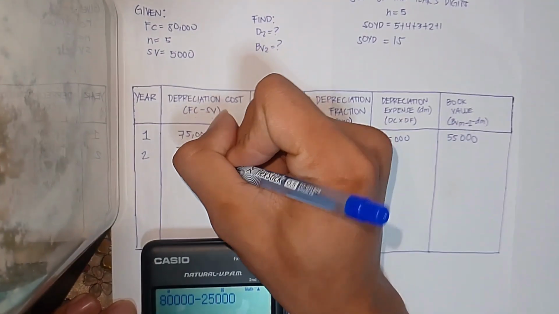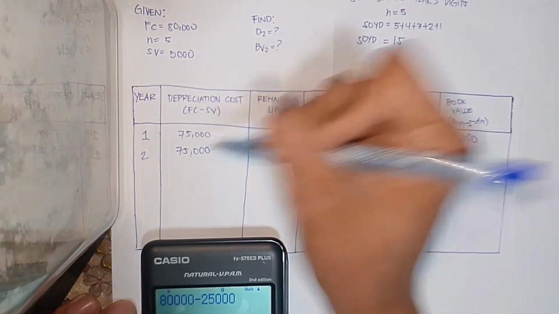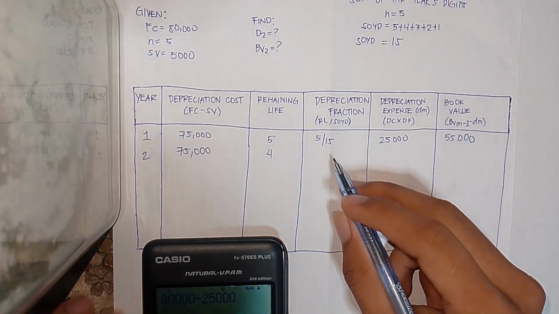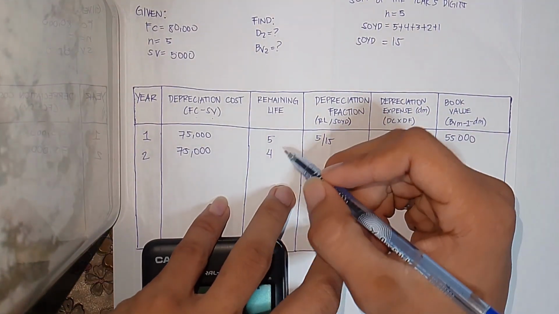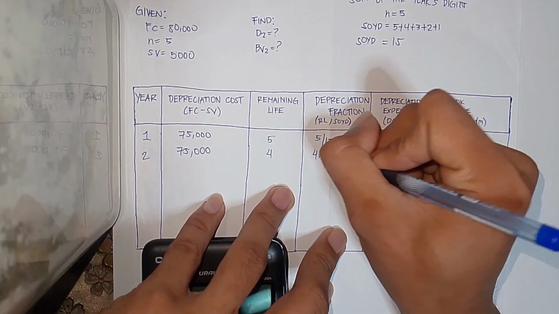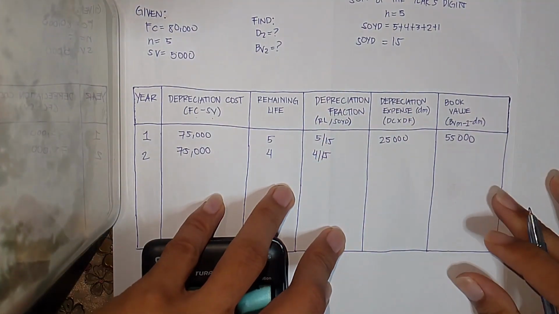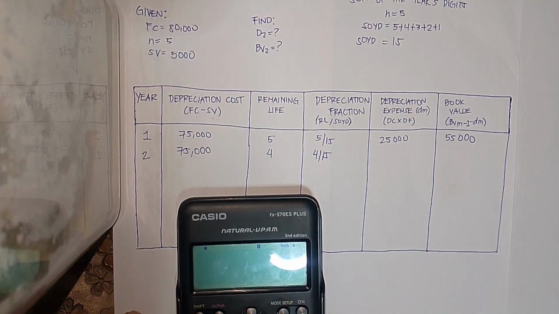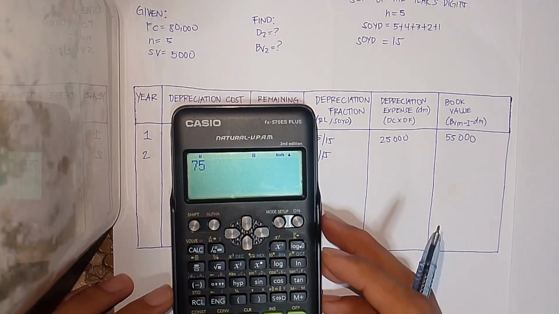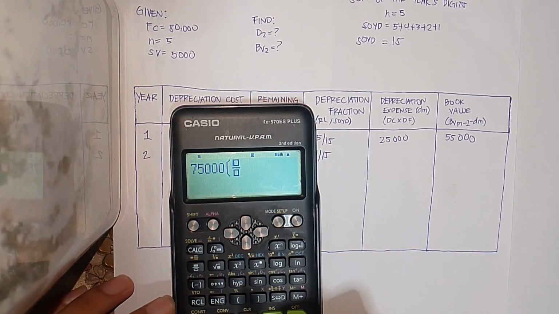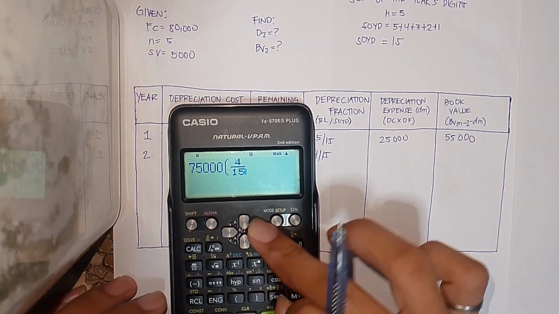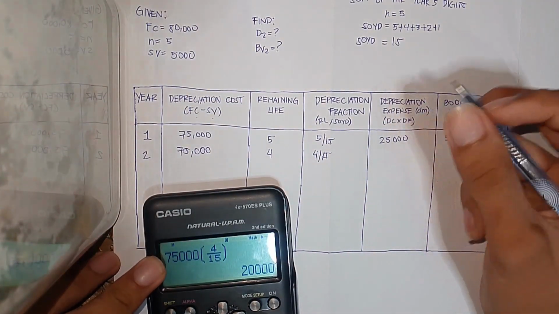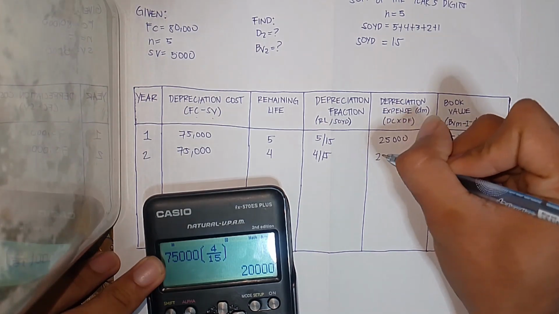Next is the year 2. Same depreciation cost, 75,000. Remaining life is 4. Then our depreciation fraction is, since our remaining life is 4, so 4 over 15. Same solving, 75,000 times 4 over 15. So our depreciation expense is 20,000.